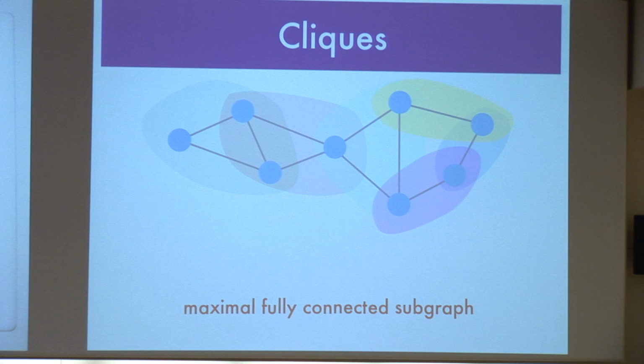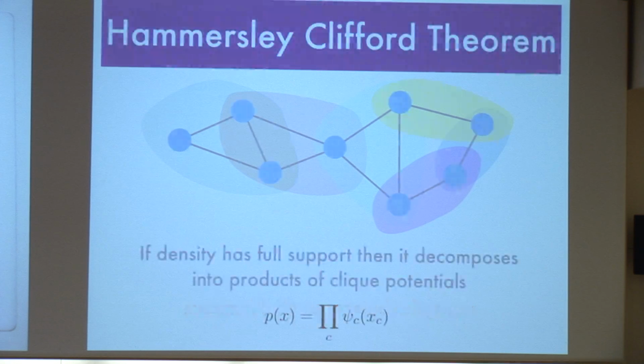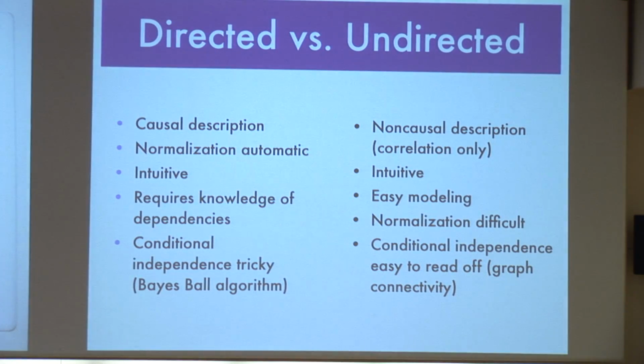And there's a very famous theorem, namely the Hammersley-Clifford theorem, which tells me that in this case I can write the joint distribution of random variables as a product of potential functions on cliques. That's what we have here. So P of x is the product over all cliques of psi_c of x_c.